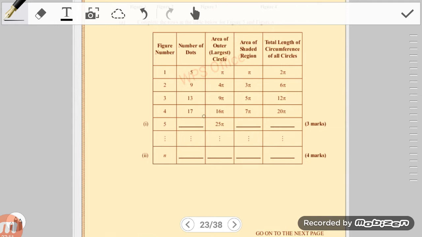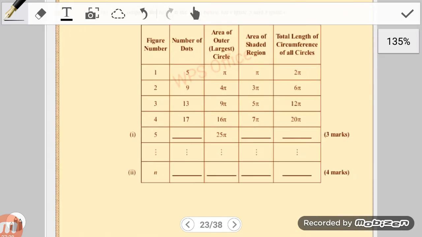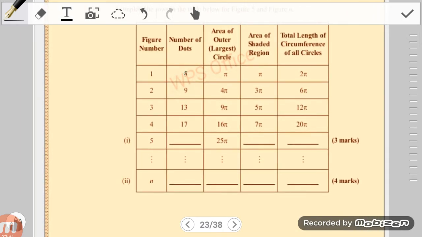So let's see here, the number of dots. The first figure has 5 dots. The second figure has 9 dots. The third figure has 13 dots. The fourth figure has 17 dots. I pick up a pattern, guys. Do you see the pattern? The pattern is that for each additional figure, there are an additional 4 dots. The first figure has 5. We draw a second figure, so it increased to 9. So this looks like a plus 4.